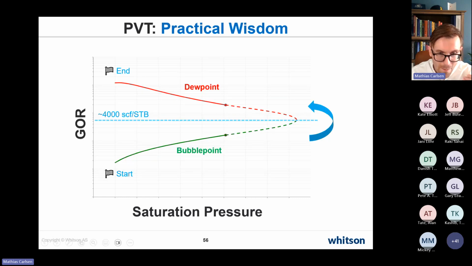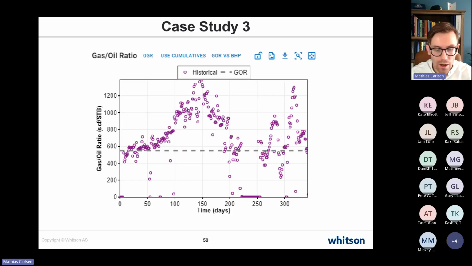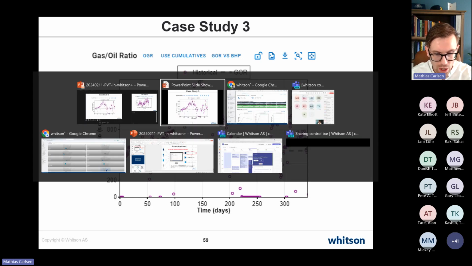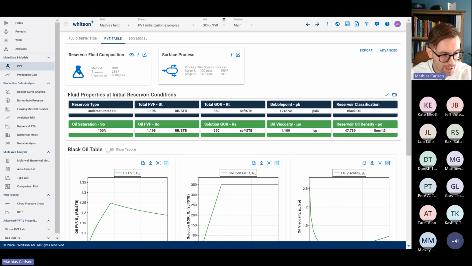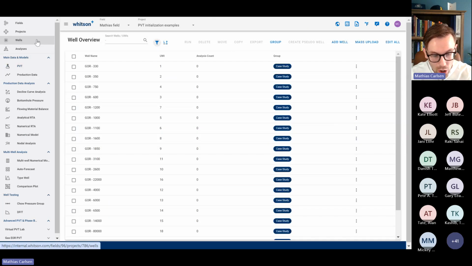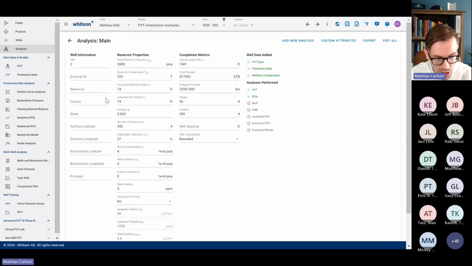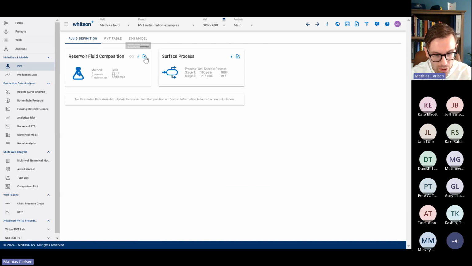But this is the mental picture that I would like you to have in your engineering toolkit, because it's really relevant. Okay, so now we're going to take a little bit bigger leaps. So we're going up to almost 600 scf per barrel. So saturation pressure should start to change a lot. Also, this case has more complicated data. It's around 600. So that's what I'm dealing with here.